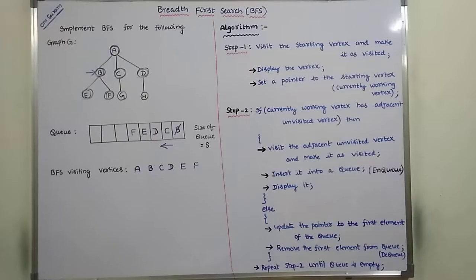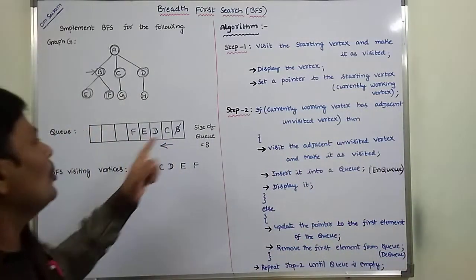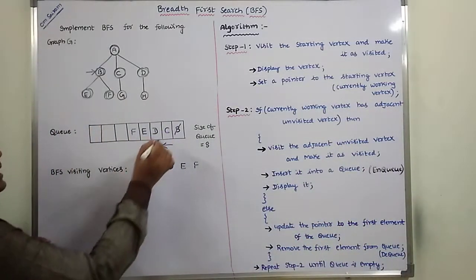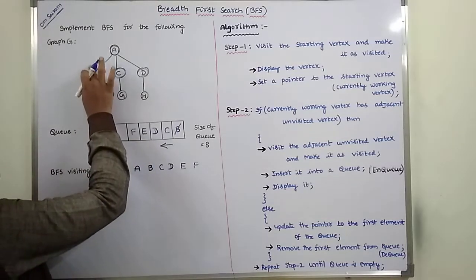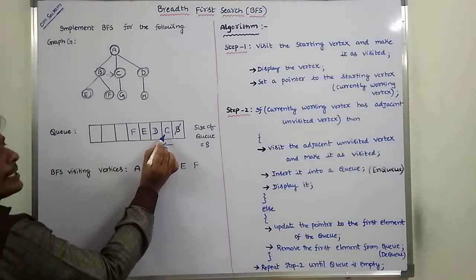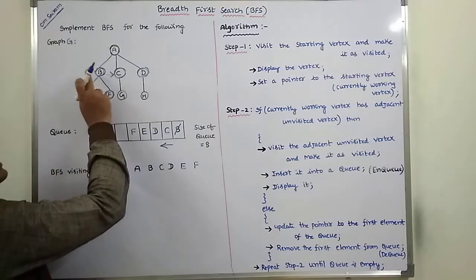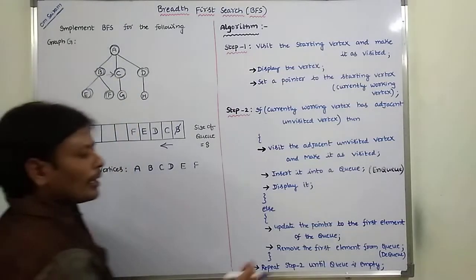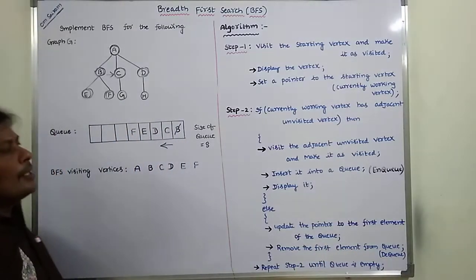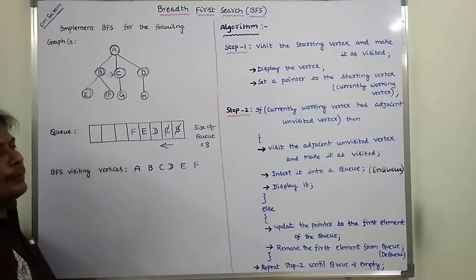So then it goes to the else part, where there are two statements. First one is update the pointer to the first element of the Q. In the Q, what is the next first element? That is C. So now update the pointer to the first element of the Q. The first element of the Q is C. So now the pointer is moved from vertex B to vertex C. Remove the first element from the Q. The first element in the Q is C. Now remove that element.